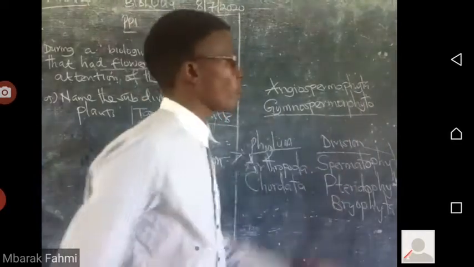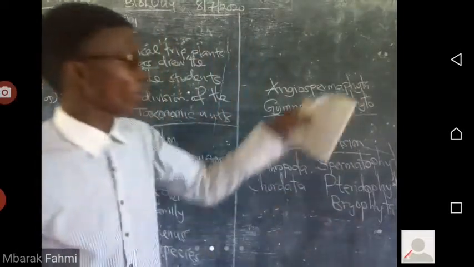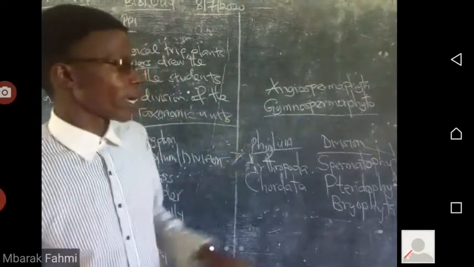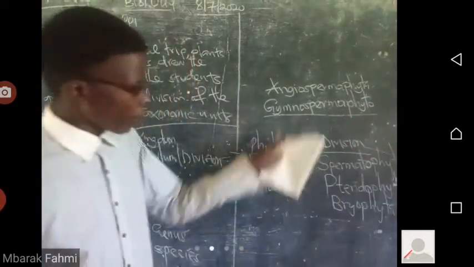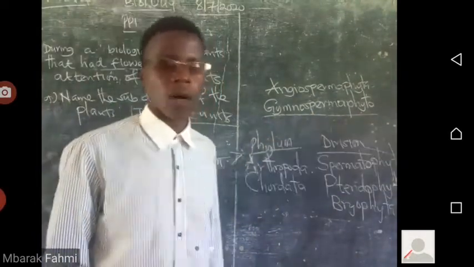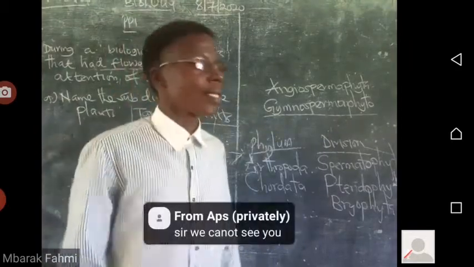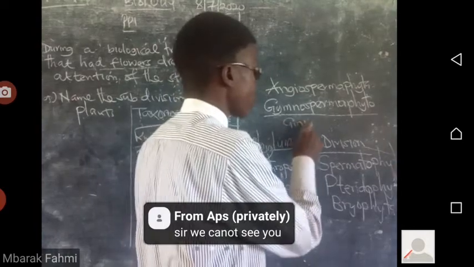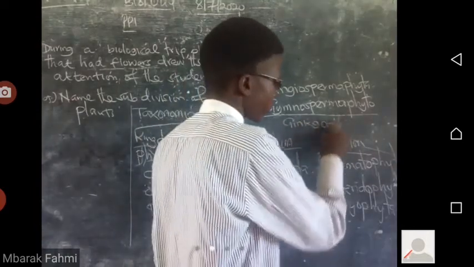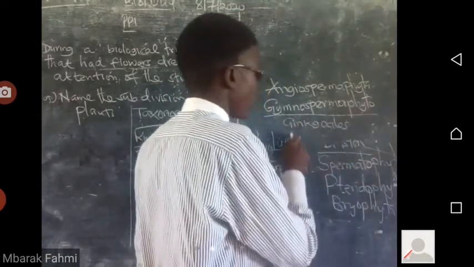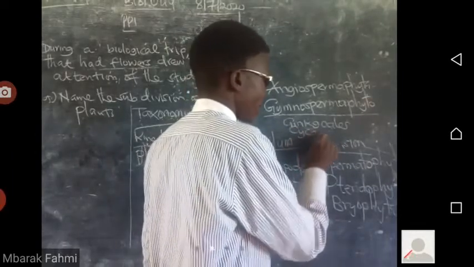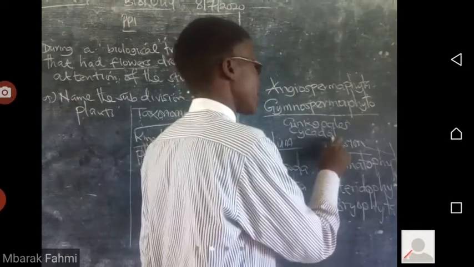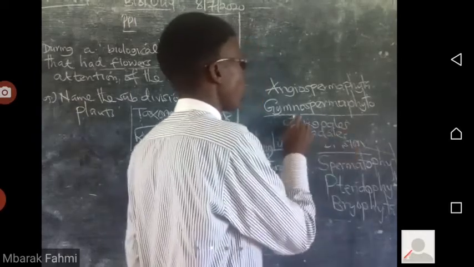Here, I've said we have the monocotyledonine and the dicotyledonine. I've given some of the characteristics under the angiospermophyta and the gymnospermophyta. What about the classes of the gymnospermophyta, or what you call the gymnospermine subdivision? So some of the classes here include the ginkgoales, then we have the cycadales, and we have the coniferales.